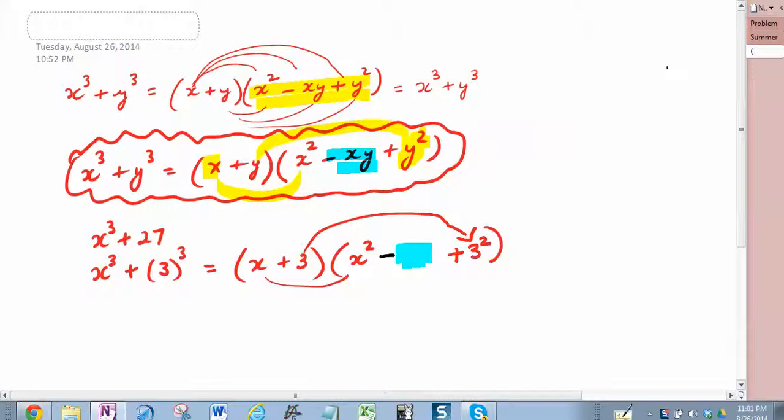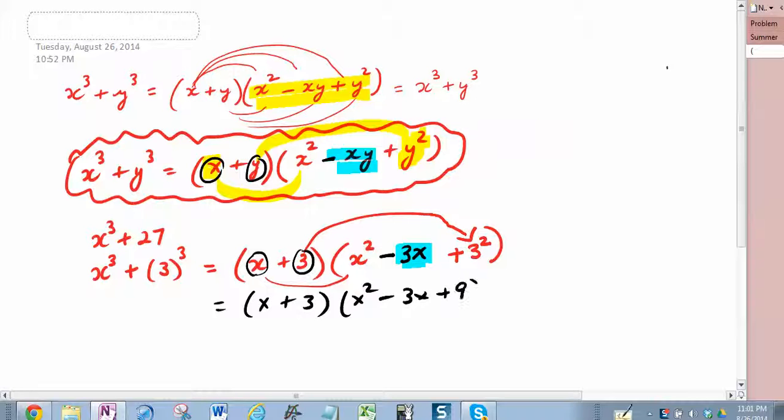It's a minus, and I simply multiply the two numbers that were in the first factor. So I take the x and I take the 3, I multiply them, and I get 3x in the middle. So here is my final answer: x plus 3 times x squared minus 3x plus 3 squared, which is 9. Okay, shall we do another example?